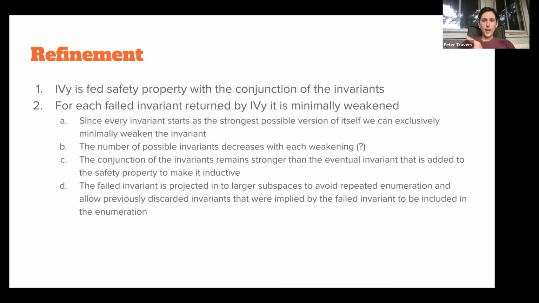So we feed Ivy this union of the minimal set of invariants with the safety property, and then we go through this monotonic refinement process where we gradually refine down to this perfect set of invariants that convert our safety property to an inductive invariant and can therefore prove the correctness of the protocol.